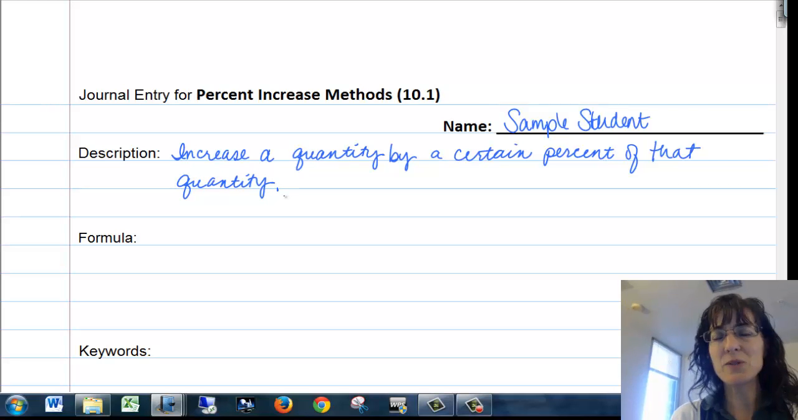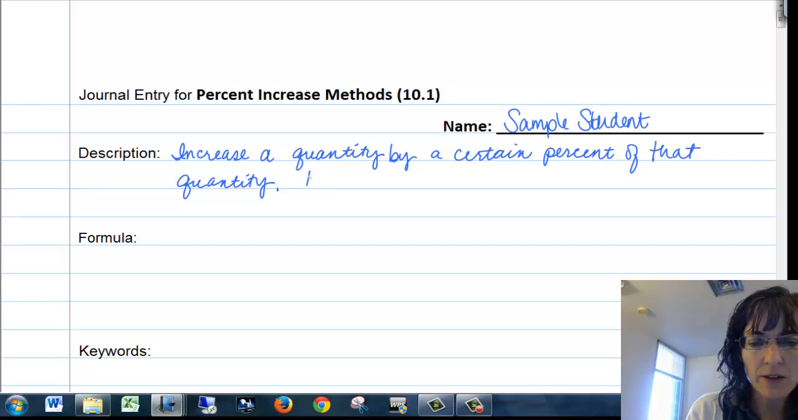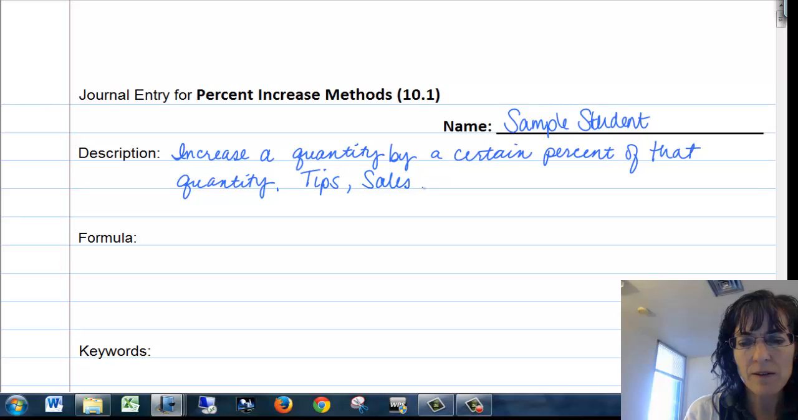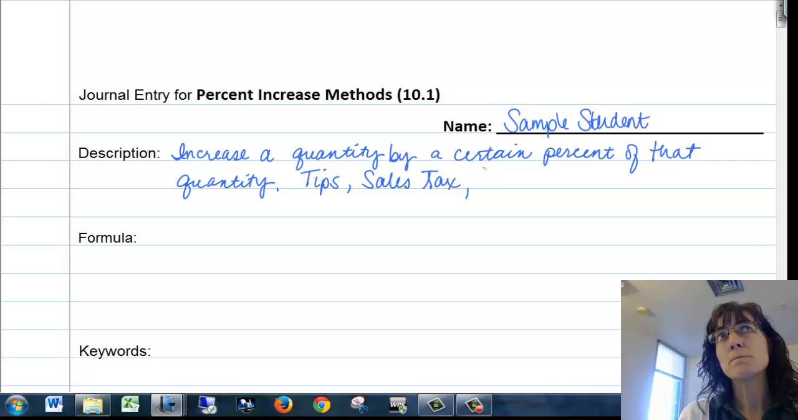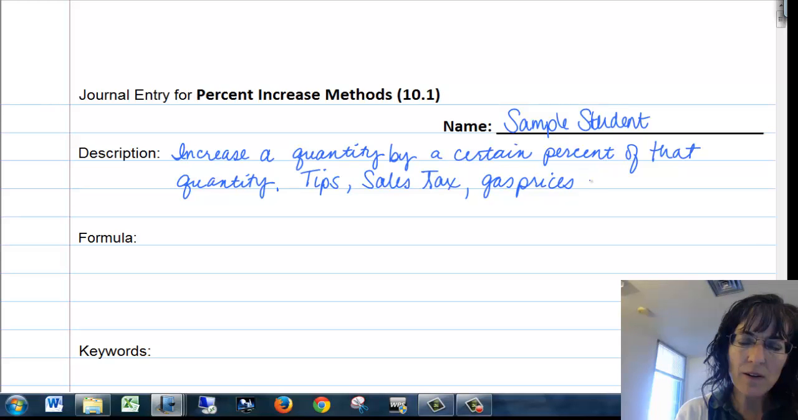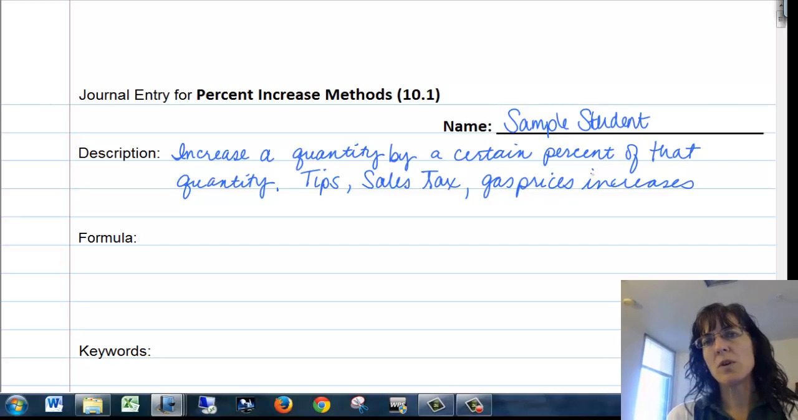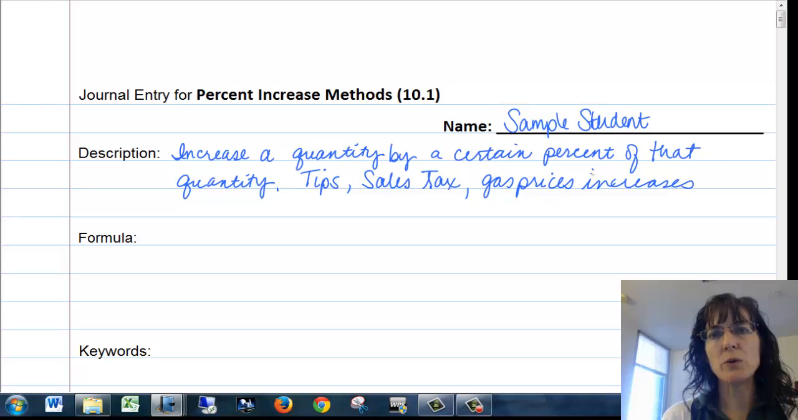Now that probably sounds like gibberish to you. So what we're really doing, remember, is things like tips, sales tax, when gas prices increase, you can figure out the percent increase for them. And anything else where you're finding a percent increase for some value from an old value to a new value.